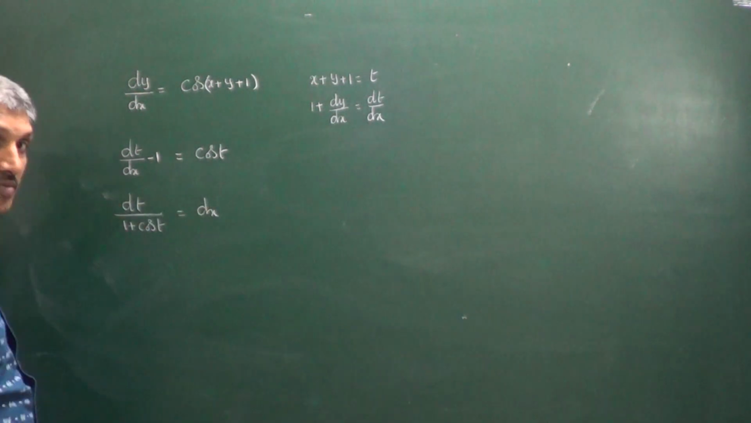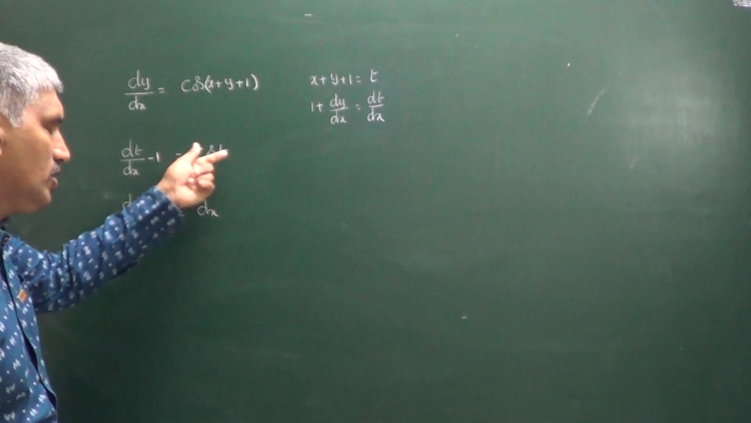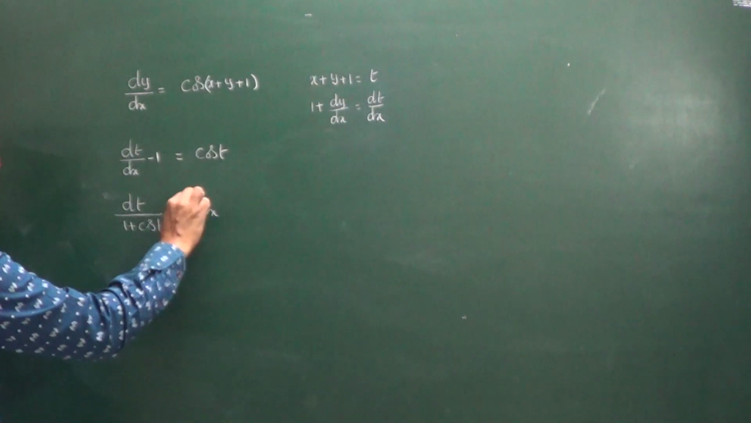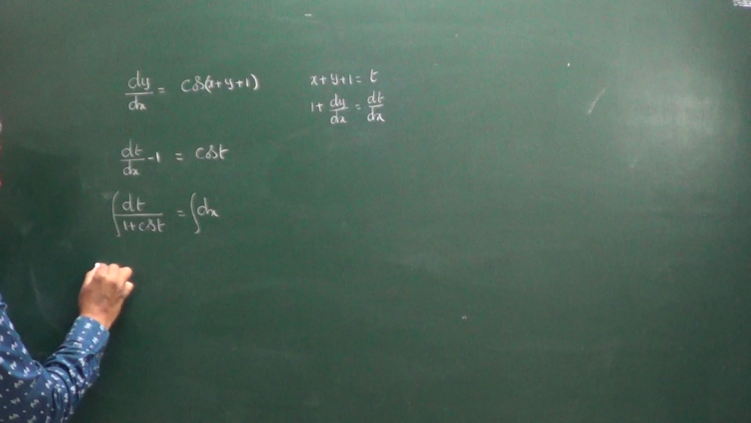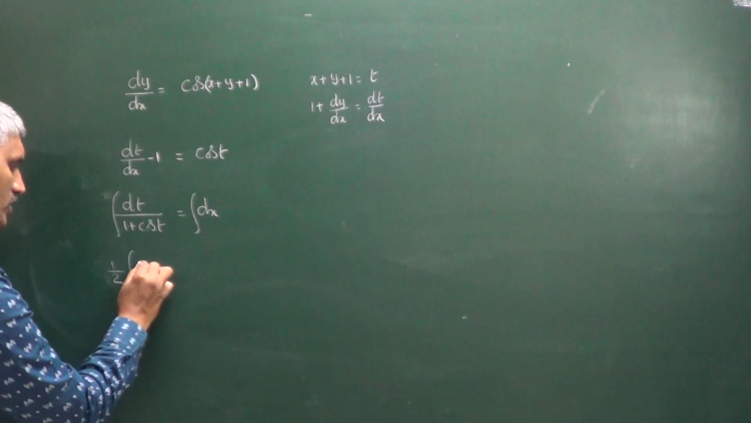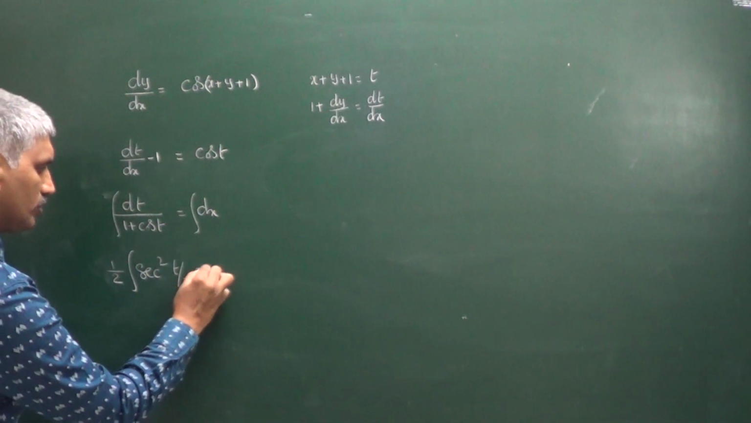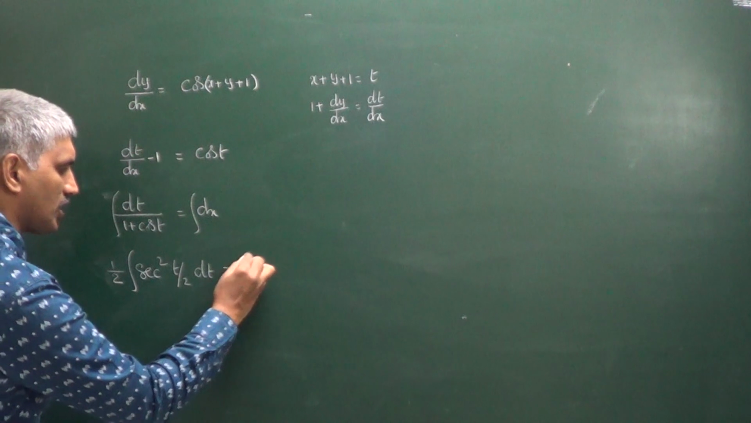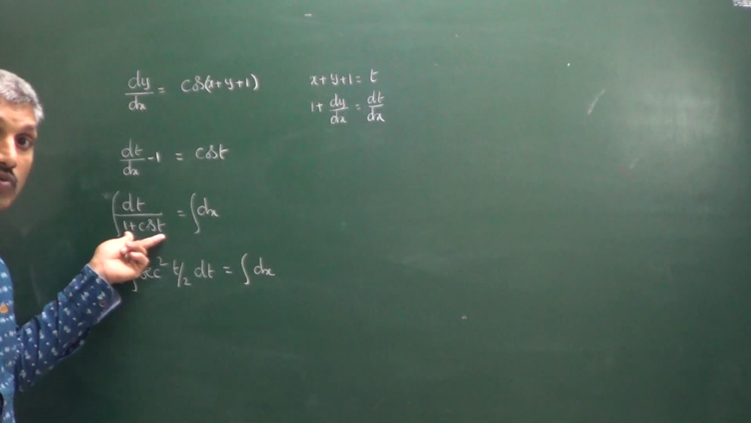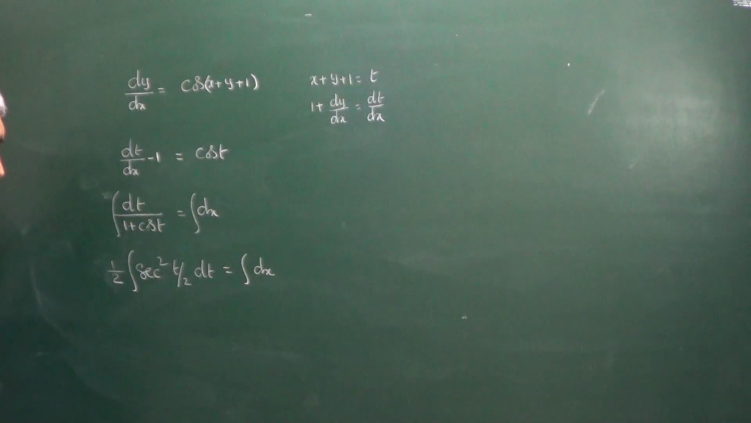I did the variable separable method now, because minus 1 shifted to this side and 1 plus cos t shifted to the left hand side, we got this one. Now integrate both sides. This we can write as 1 by 2 into integration of secant square t by 2. I hope everyone followed. You know the formula for 1 plus cos t: 1 plus cos t is 2 cos square t by 2.